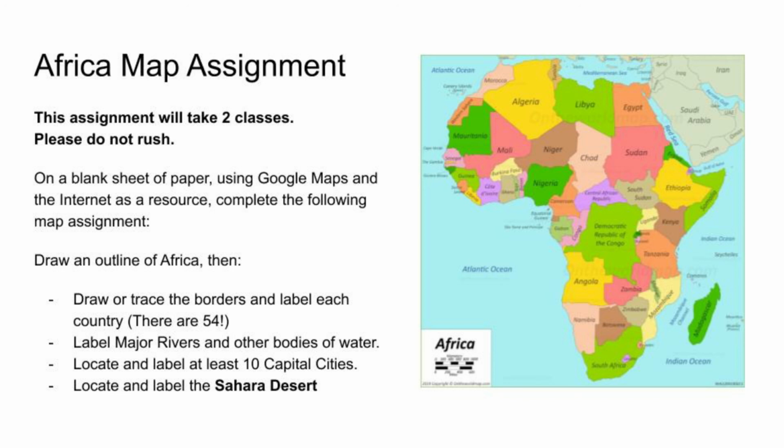Then I want you to locate and label at least 10 capital cities. You can choose 10 of those 54 countries to decide. It doesn't matter which ones, but I want you to find 10 capital cities, locate them, and write them in. Then I want you to locate and label the Sahara Desert. That's the final little bit, because we're going to be working with that a little bit. We're going to be focusing a lot of our time on West Africa soon, but I'd like you to show me where the Sahara Desert is, because that is important.